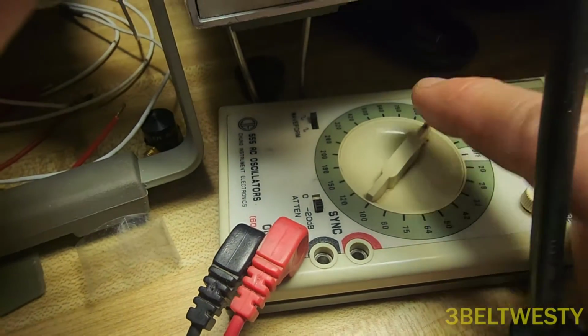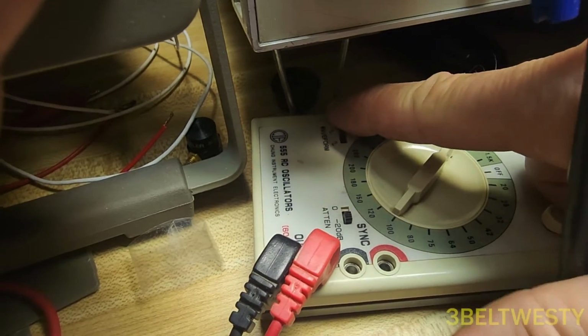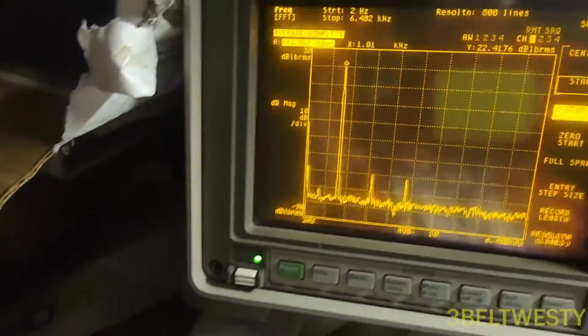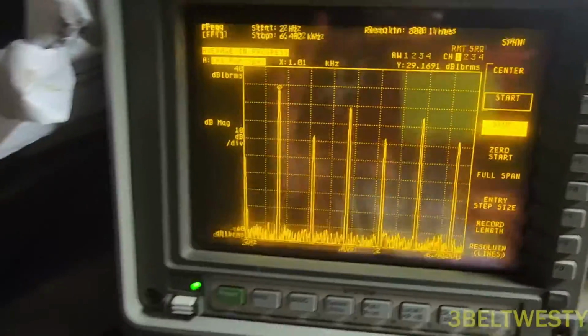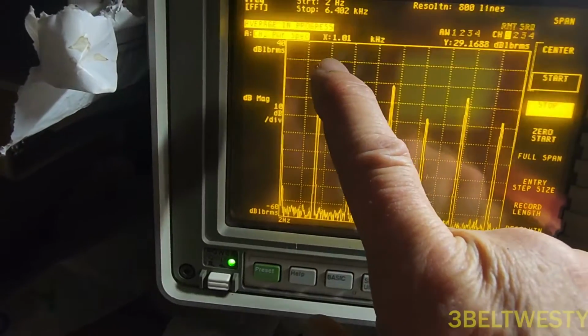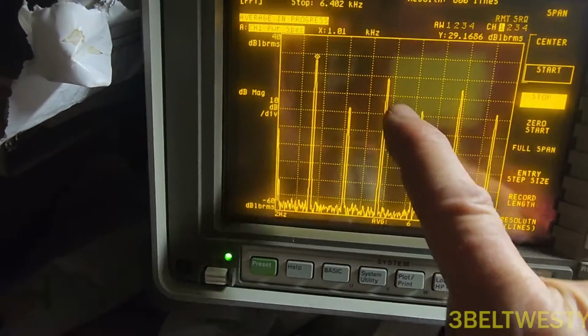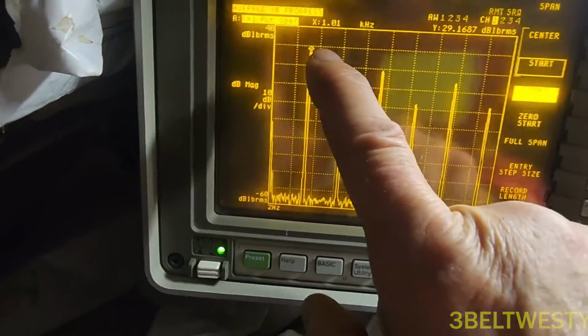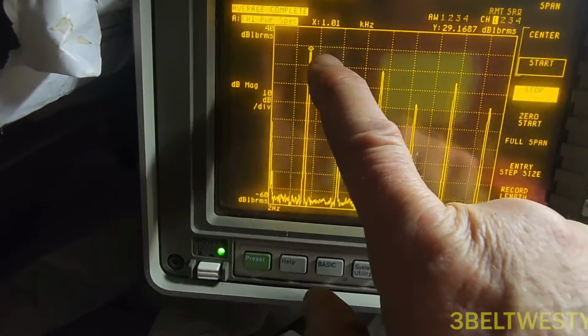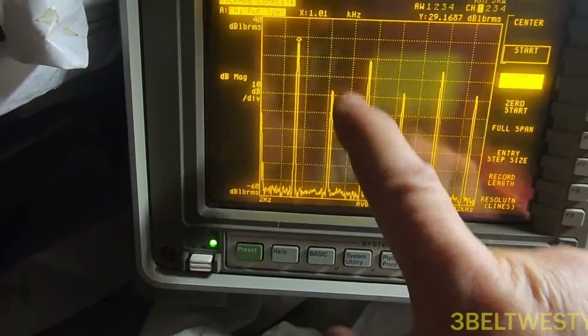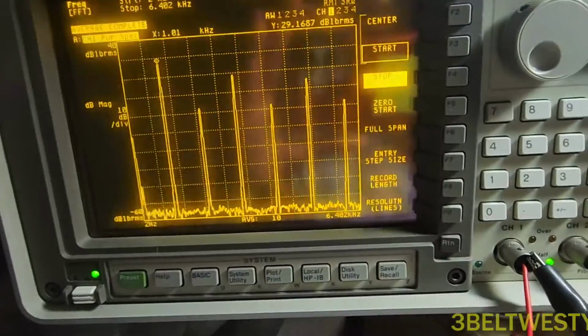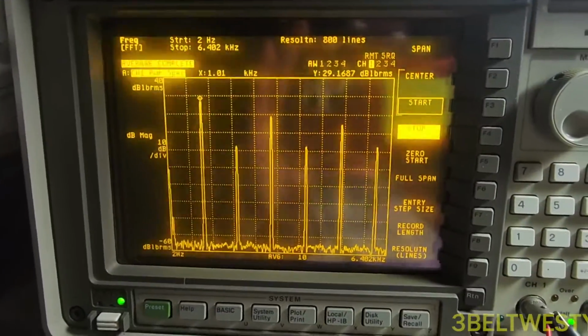Now if I turn this to square wave, hit start. There you've got all the, it's the first, second, third, fourth, fifth, sixth. Ideally, it should only have the first, third, and fifth. And these should be 0, but nothing is perfect.